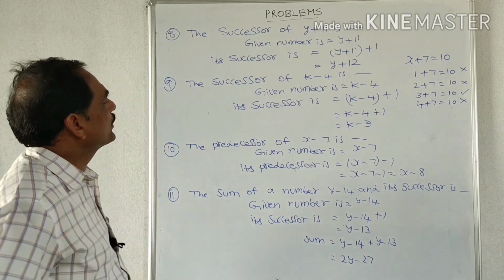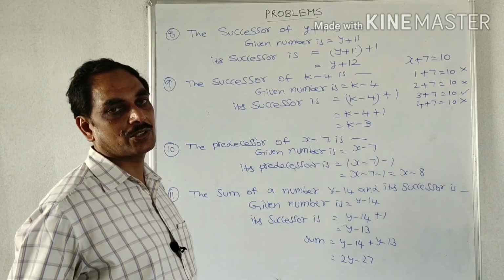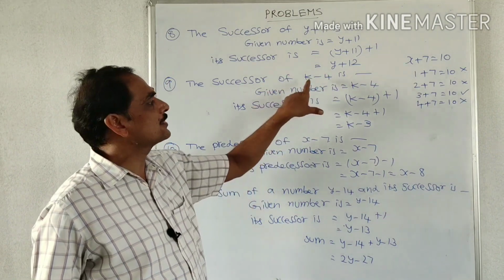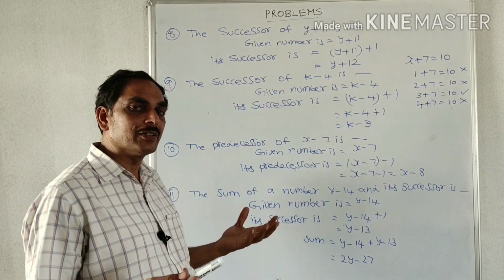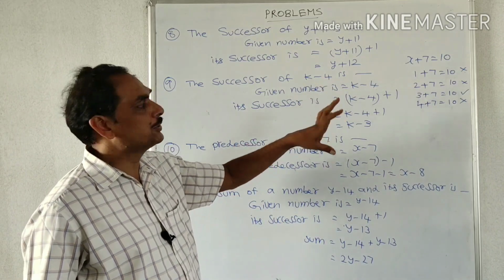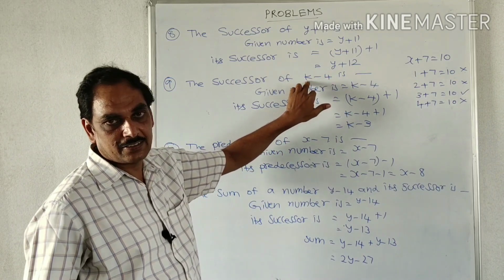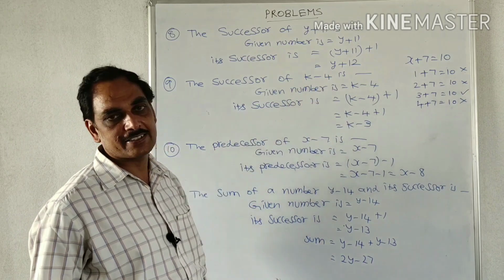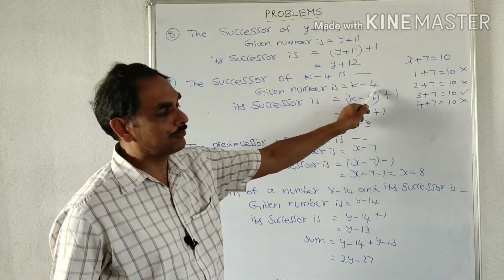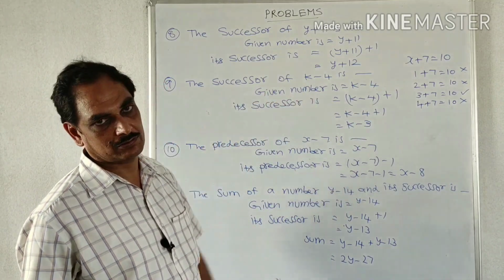Next we go to the successor of k minus 4. Here also, what is the variable in k minus 4? K is the variable. We can take any value in the place of k, but we cannot take any value other than 4. So k is a variable and 4 is a constant. Next, the given number is k minus 4, so we have to find the successor of k minus 4.